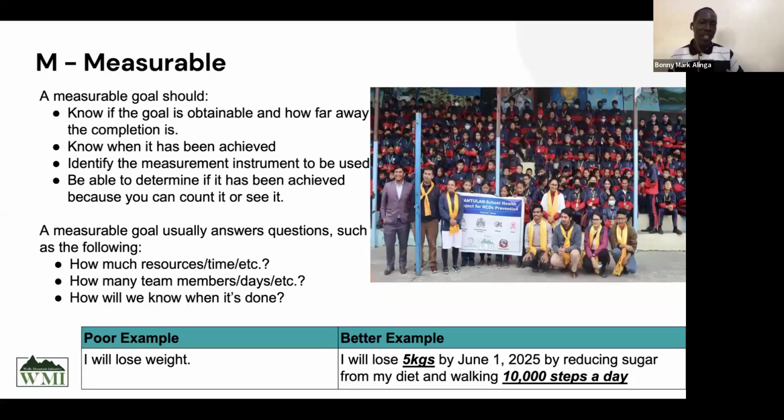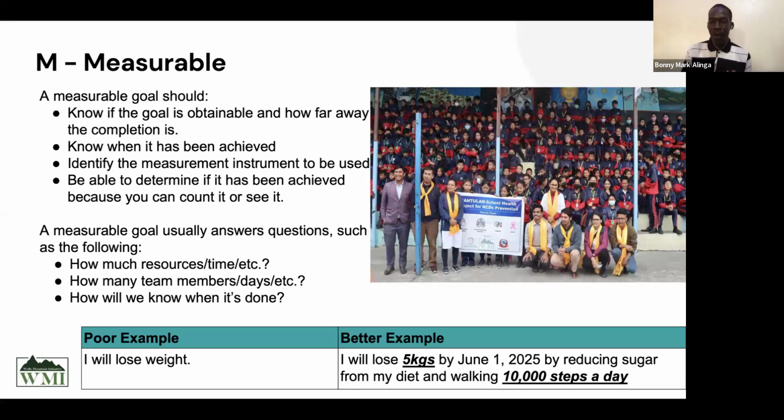Let's look at the measurability. A measured goal should be known, and the goal should be obtainable, and how far you will complete the goal should be very defined. Know when it has to be achieved, identify the measurements and the instruments to be used, and be able to determine. This should answer the question of how much resources, time, etc. is needed to accomplish the goal. How many team members or days are needed to achieve that specific goal? How will we as a team or as a project management committee, or when will we achieve this?